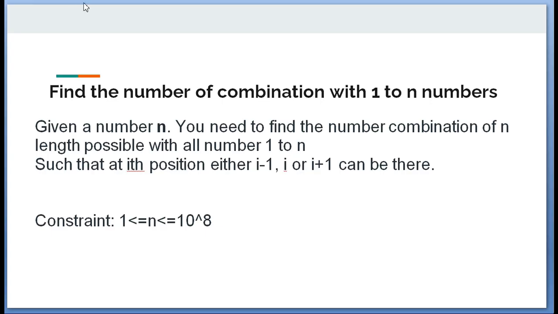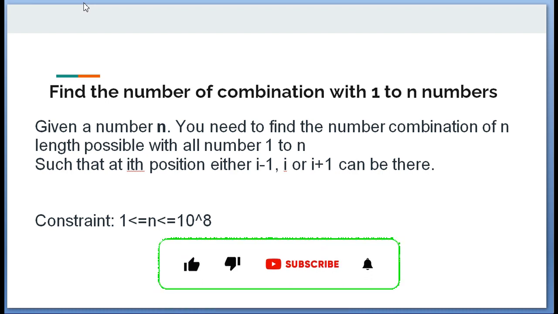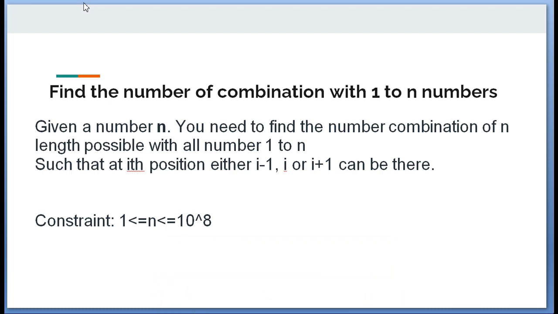The question says we will be given one number n, and we need to find the number of combinations of length n possible with all the numbers from 1 to n, such that at the ith position either i minus 1, i, or i plus 1 can be there.